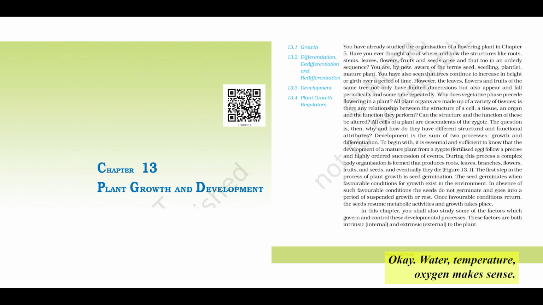Okay, water, temperature, oxygen. Makes sense. But what if those conditions aren't met? What if it's too dry or too cold? Then it just waits. Exactly. It enters a period of suspended growth or rest. We call this dormancy. Think of it like the plant hitting a pause button. It's a survival strategy, a waiting game. Smart. Very smart. And as soon as those favorable conditions return, maybe the rains come or spring arrives, the seeds resume their metabolic activities, break dormancy, and then growth happens.